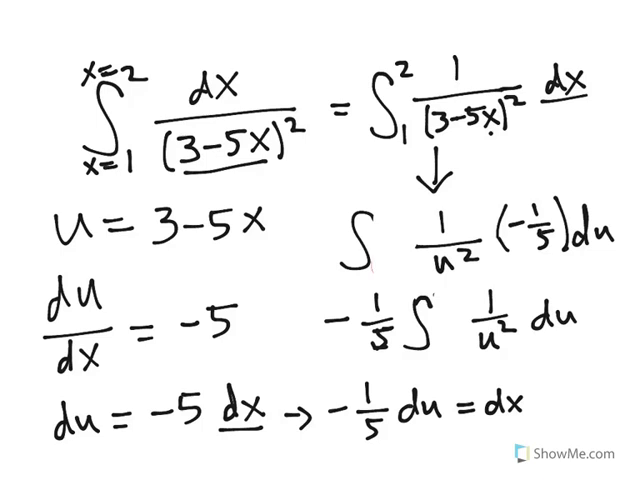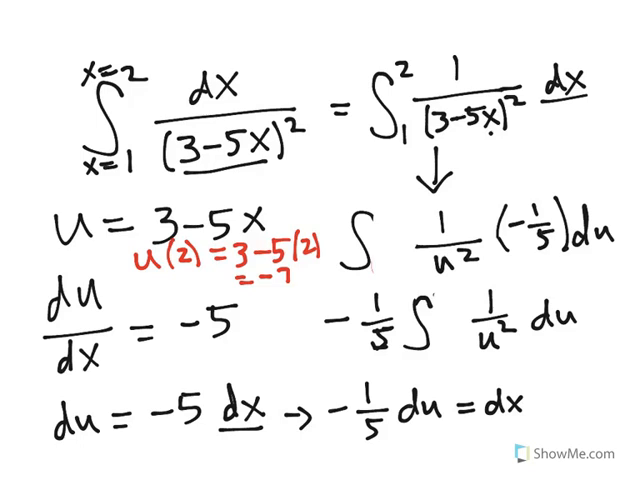Okay, so here's how we're going to do this. What happens when x is 2? I'm going to say u of 2 over here. Go ahead and find what u is when x was 2. All right, well, when x is 2, u is 3 minus 5 times 2. So u would end up being -7.